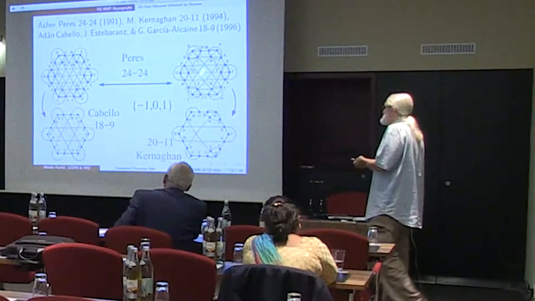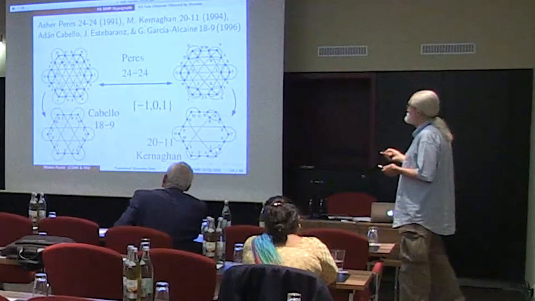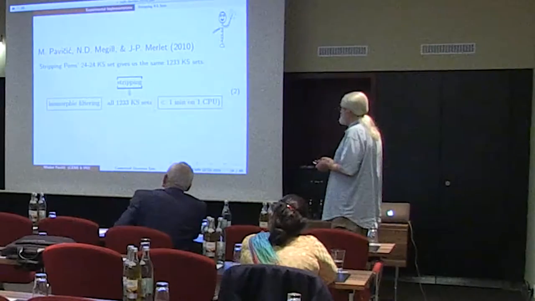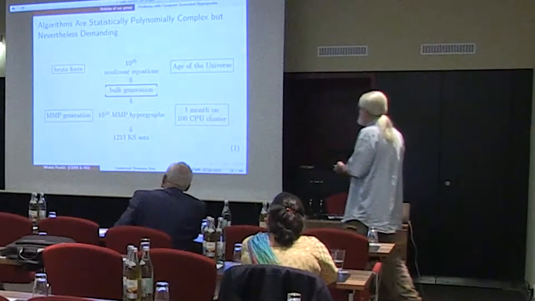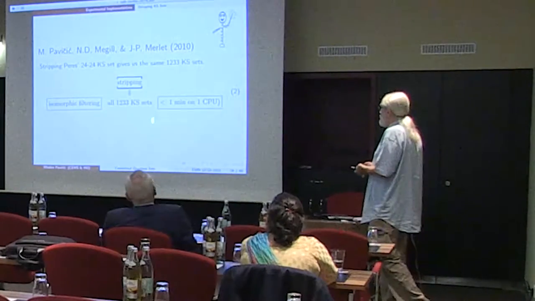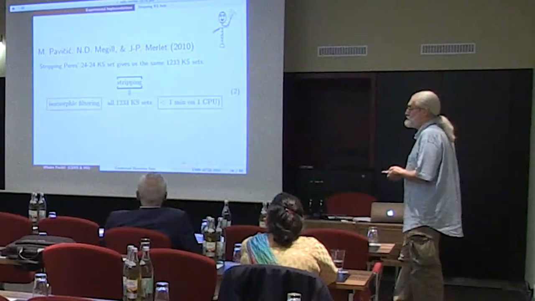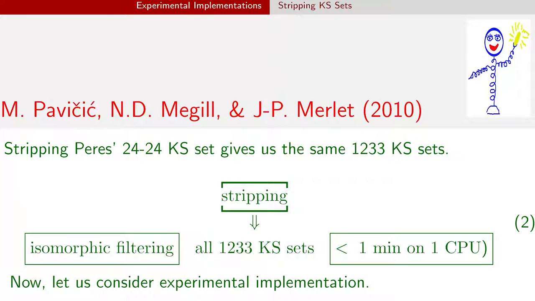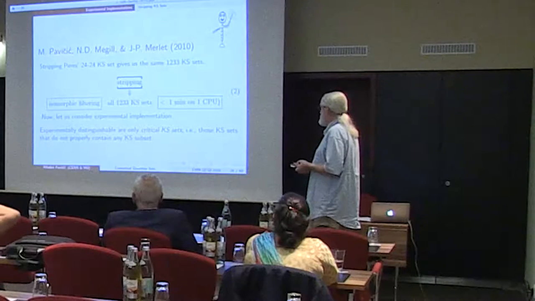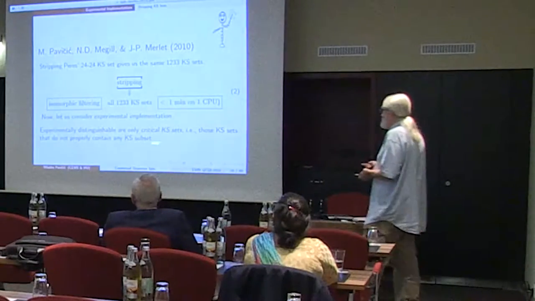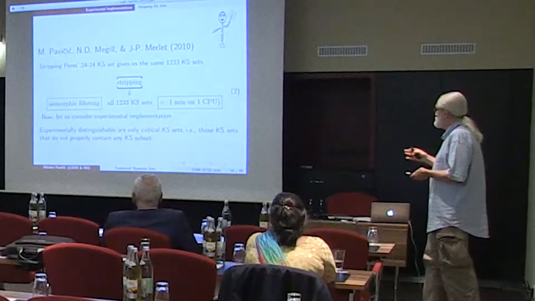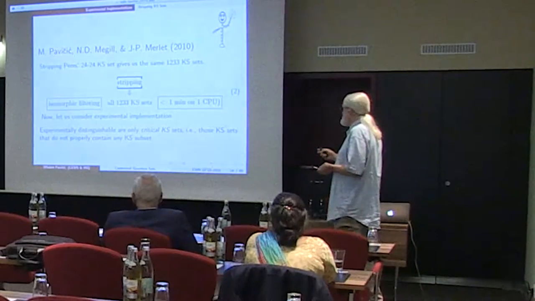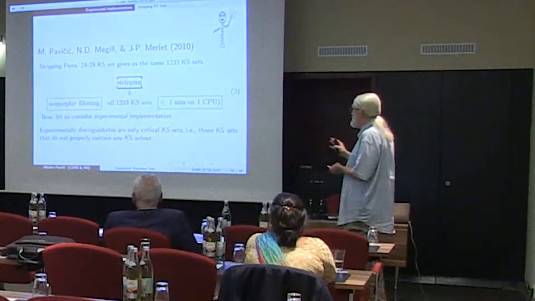Just because people didn't realize the correspondence with the hypergraphs. So with stripping, as opposed to this 1 month on 100 CPUs, we get all the sets within 1 minute on one single CPU. So that was an approach which was worth pursuing, and especially when we realized that peeled off sets lead us to critical Kochen-Specker sets that are important for an experiment.